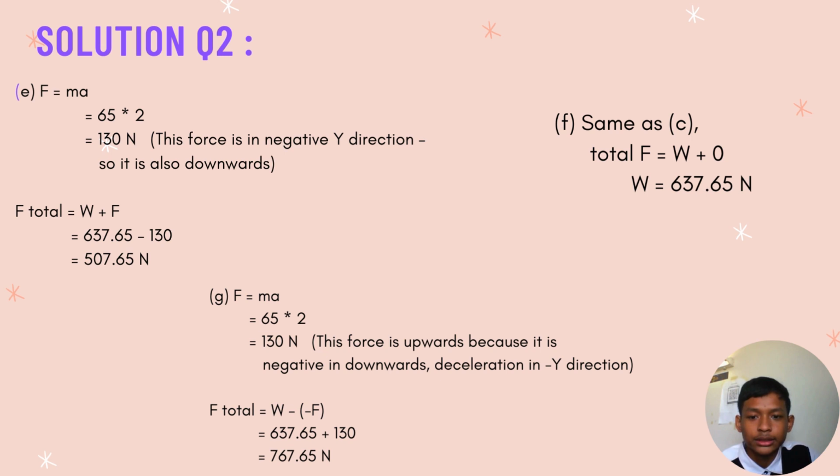Mass is 65, that's already given in the question, and a is already given as 2, and you get 130 Newton. This force is upward because the other is negative, downwards, in the y direction. So you have to calculate the total force, and the final answer you will get is 767.65 Newton.